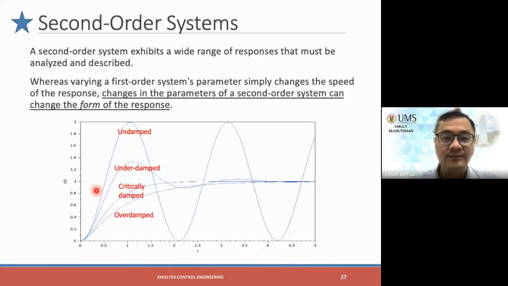So for the test, it will cover until where we stop today. Our planning would be to finish off this second order system, the time response for the second order system. So we will cover until this particular chapter itself.